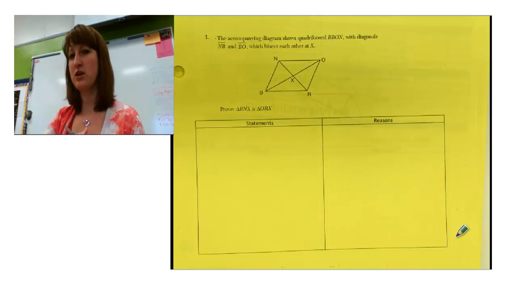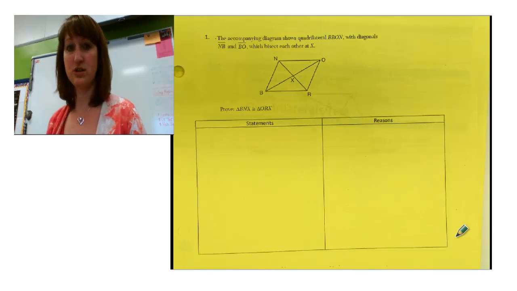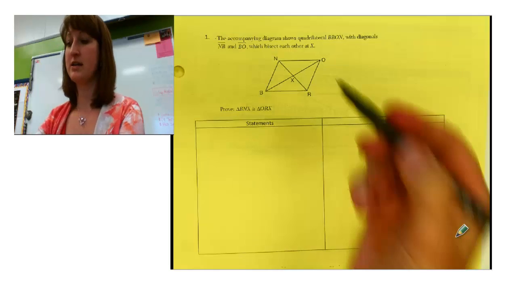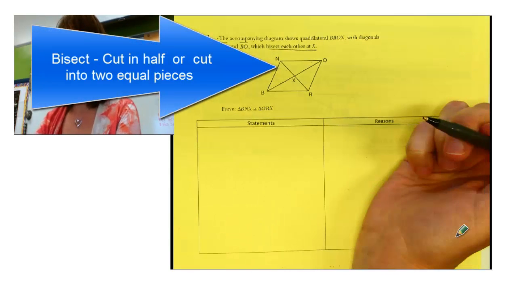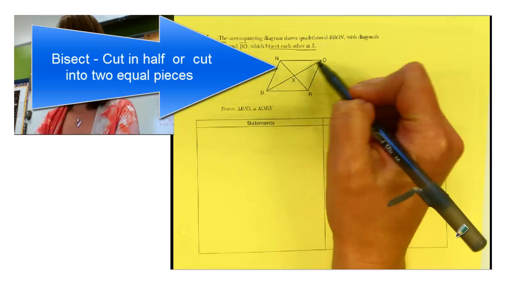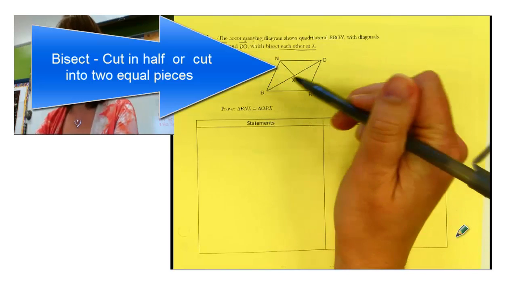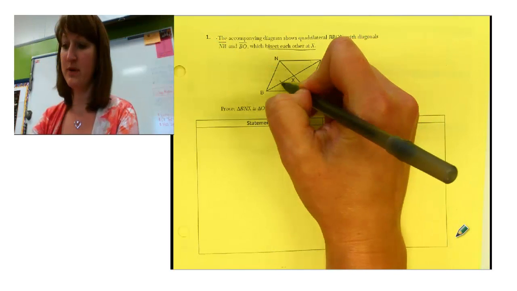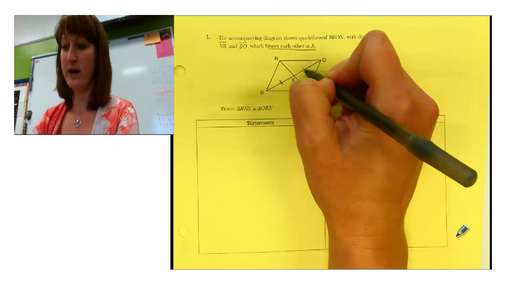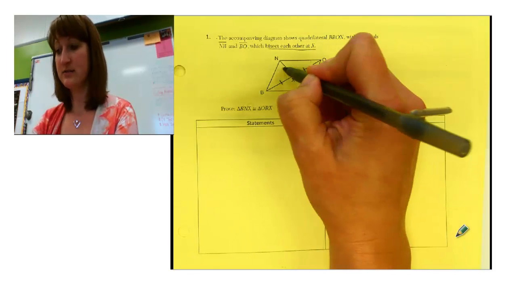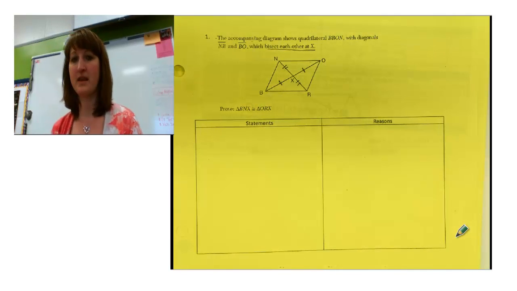Well, really, the most useful piece of information in that given is that they bisect each other at X. So what I know is that where the diagonals cross, they cut each other in half. So this piece right here, BX, is equal to OX, and NX is equal to RX. So right there I have 2 pieces of information.